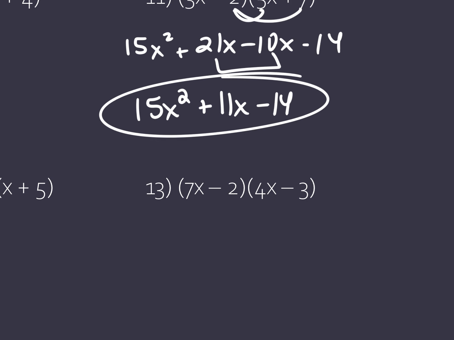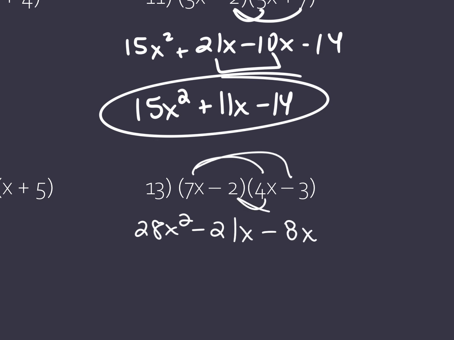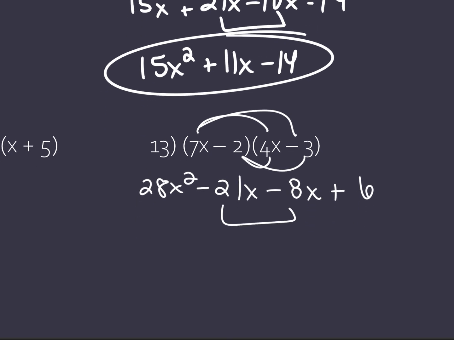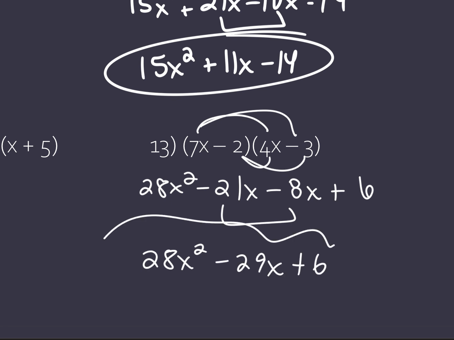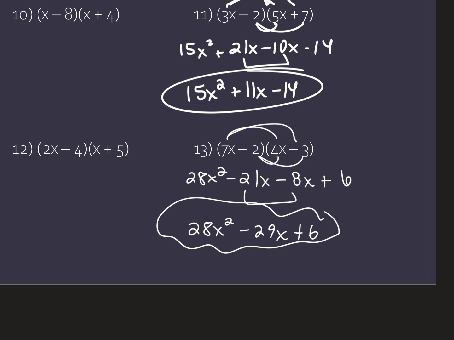Let's do 13. First times first. 7x times 4x. 28x squared. 7x and negative 3. Negative 21x. Negative 2 and 4x. Negative 8x. Negative 2 and negative 3. Plus 6. What can we do in the middle? Combine like terms. I have 28x squared. Negative 21 minus 8. Negative 29. Good. Negative 29x plus 6. Questions?